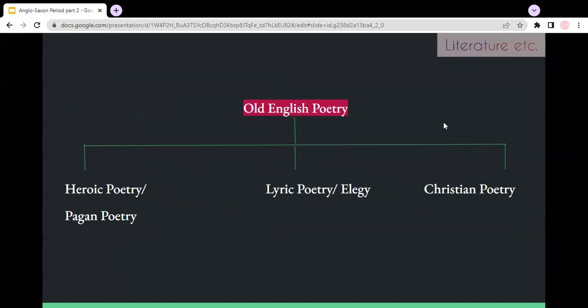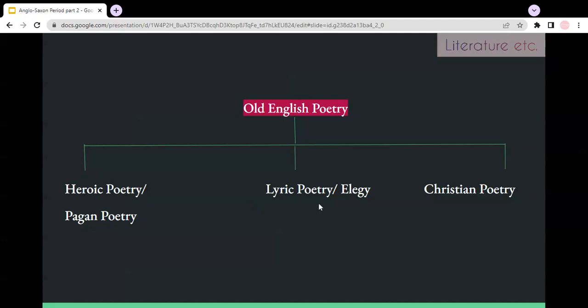Old English poetry can be divided into three parts: heroic poetry or pagan poetry, lyric poetry or elegies, and Christian poetry. The subject matter of heroic poetry actually centered around a hero, the protagonist, who was very powerful and very mighty, and he would fight against all evil creatures like monsters and dragons, and he would finally win. It was the main subject matter of heroic poetry. It was like hero worship.